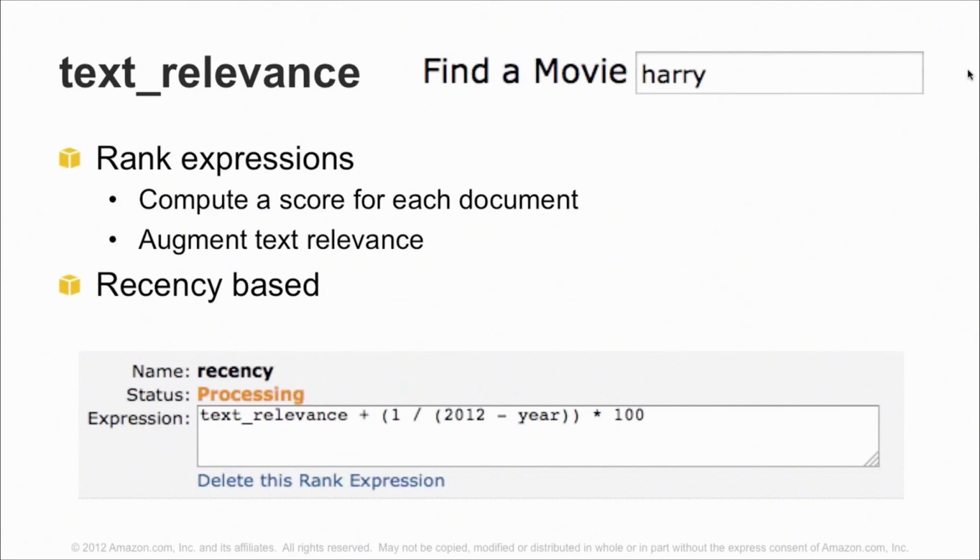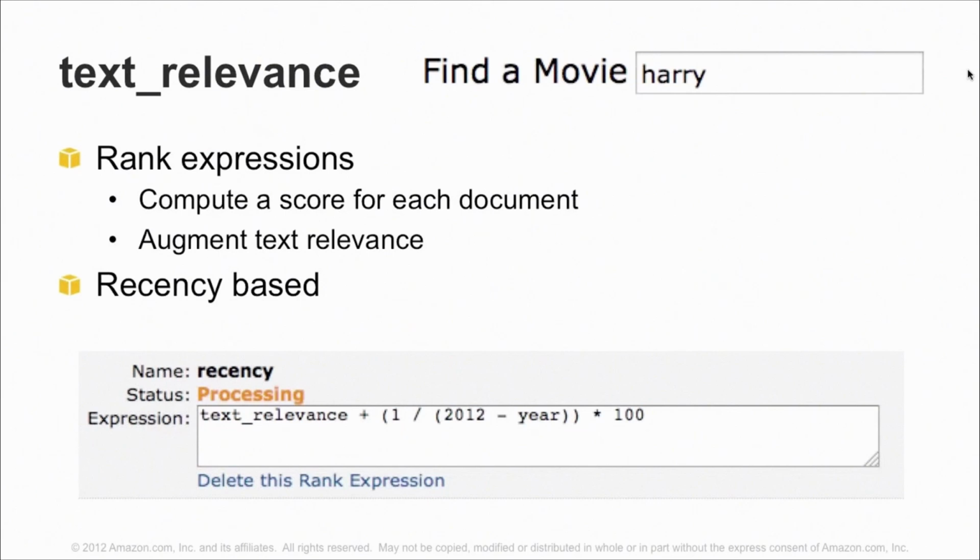I've shown a small piece of the console here just to give you a feel for how you define a rank expression in CloudSearch. You give it a name. In this case, I've called it recency, and then you type an expression. Here, I've used the text relevance, and then I've added my recency component.